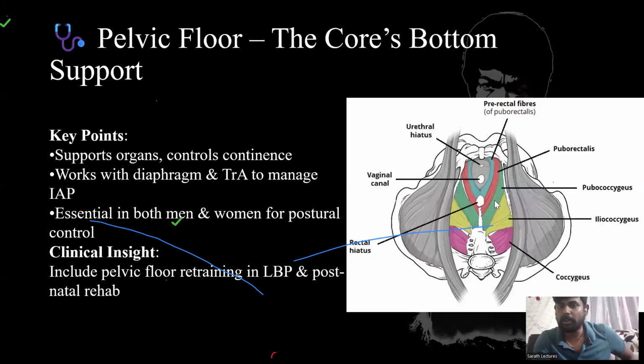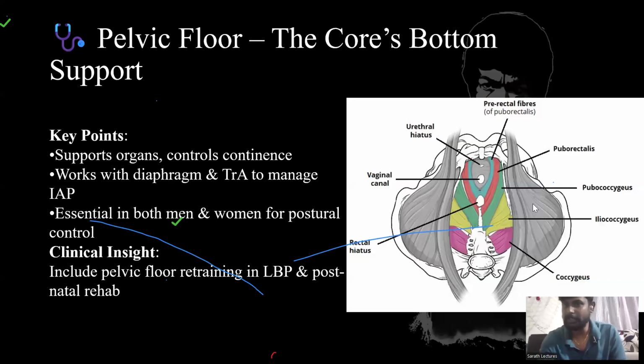And pubococcygeus, especially, helps as a support in the pelvic floor muscles. Thereby, it helps the organs to stay there, especially your uterus. It will help to stay there. And it also has an attachment to the coccyx, so it can produce some minimal movement in the coccyx also. Iliococcygeus and coccygeus muscle.